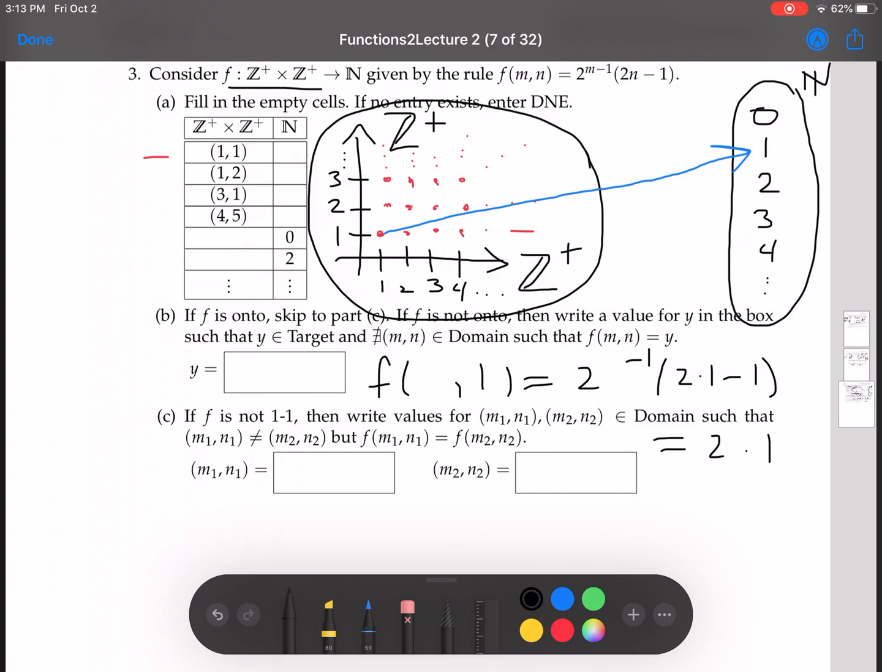Now let's put in a 2. Let's look at (2, 1). (2, 1) goes to 2 to the 2 minus 1 times 2 times 1 minus 1. So that's 2 to the 2 minus 1. 2 minus 1 is 1, so that's 2 to the 1 times this quantity here, 2 times 1 minus 1. So that's still 1, so here we get 2. So (2, 1) goes over to 2. This guy right here goes over to 2.